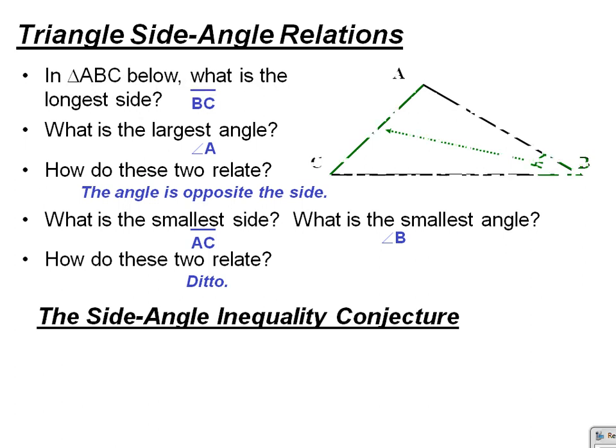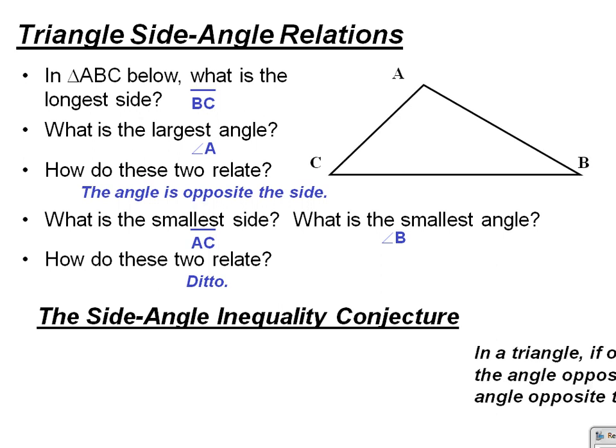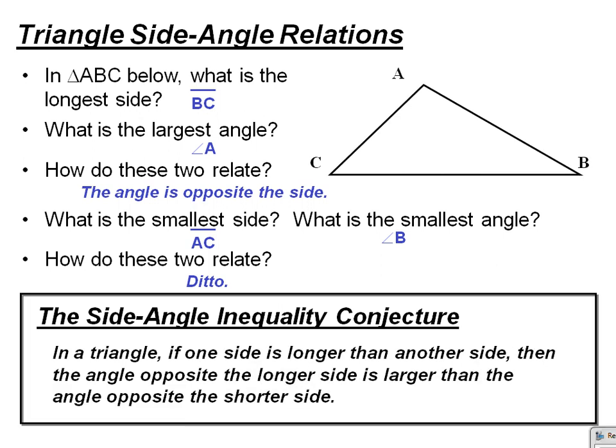So, this leads us to the side angle inequality conjecture, which says that when we're given a triangle, if one side is longer than the other side, then the angle opposite the longer side must be larger than the angle opposite the shorter side. So for example, if the measure of angle A is greater than the measure of angle B, then it can be concluded that the length of BC is longer than the length of AC.